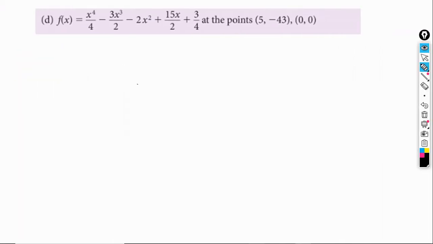Okay, very well. So now we are on letter D. And this is a polynomial. The only thing is that it has a bunch of coefficients that are fractional, but don't let that scare you. The same rules apply, right? So let's find the derivative.